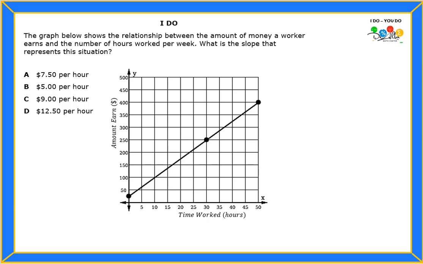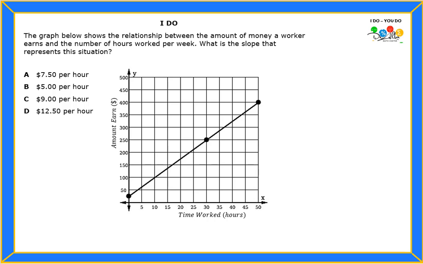Hello students, let's read the problem. It says, the graph below shows the relationship between the amount of money a worker earns and the number of hours worked per week. What is the slope that represents this situation?